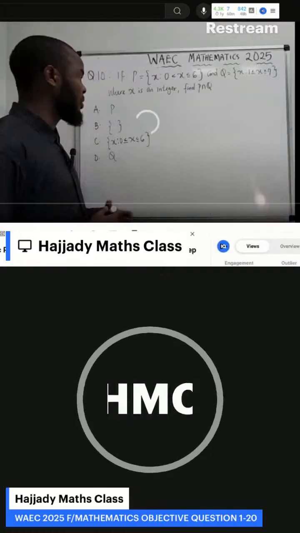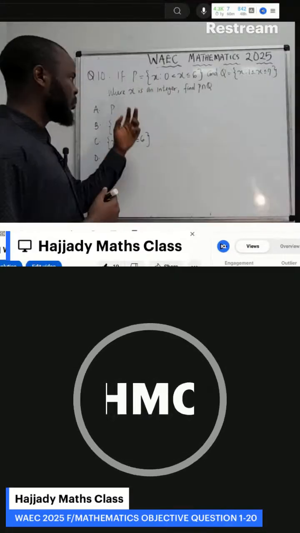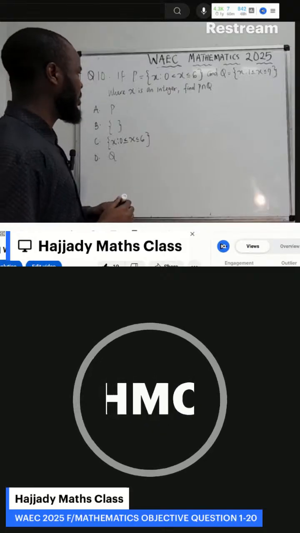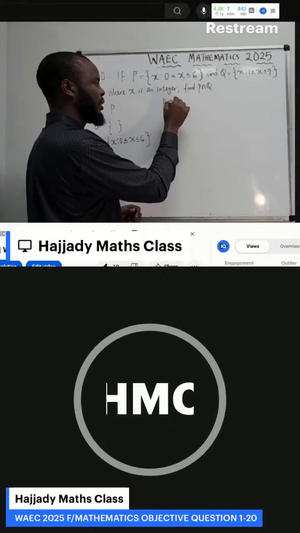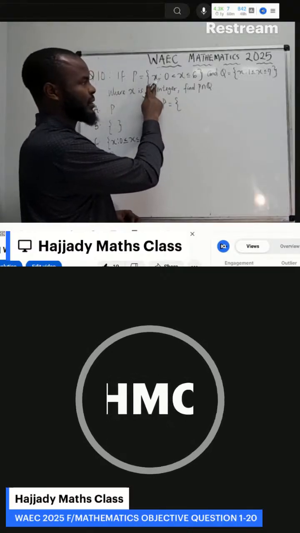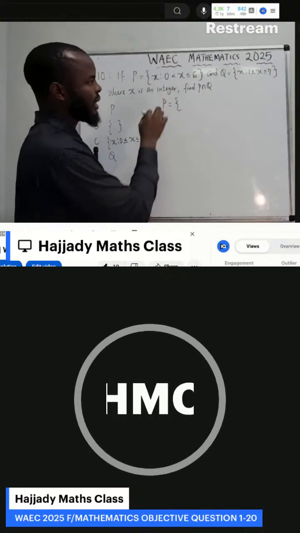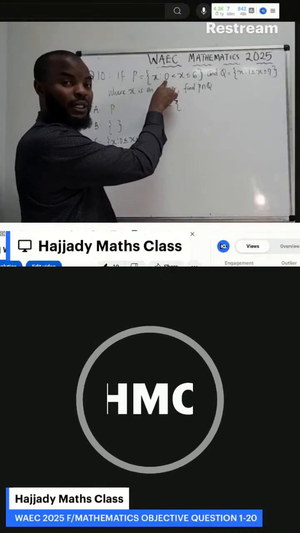This is question number 10. It says, if P is this and Q is that, where X is an integer, find P intersection Q. Now, what we have to do first is write out the elements in P. Now, we have P, which is X such that X is from 0 to 6. If you look at this inequality, you can see that X is greater than 0. That is what this is talking about.